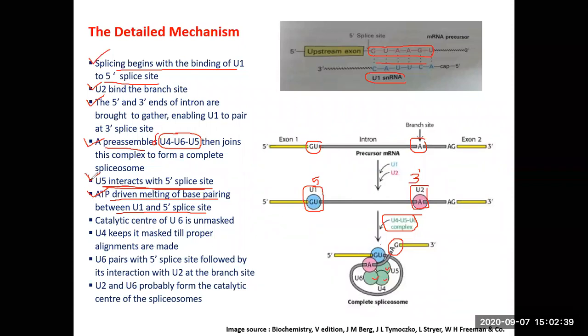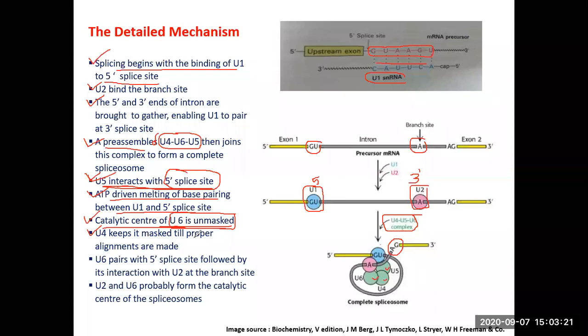Again, how does U5 pair with the 5' splice junction? The answer is the same again: U5 RNA has a sequence which is complementary to the consensus sequence present at the 5' splice junction. Till now it was occupied by U1, but now U1 leaves the complex and U5 extends its pairing at the 5' splice junction. At this time, the catalytic center which is located on U6 is unmasked. I told you in an earlier slide that the catalytic center of U6 is masked by U4. So U4 now unmasks the catalytic center.